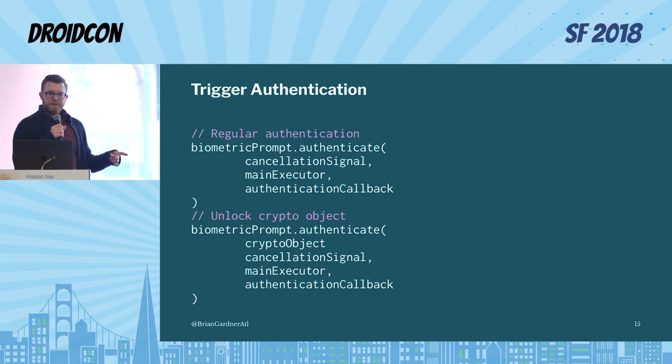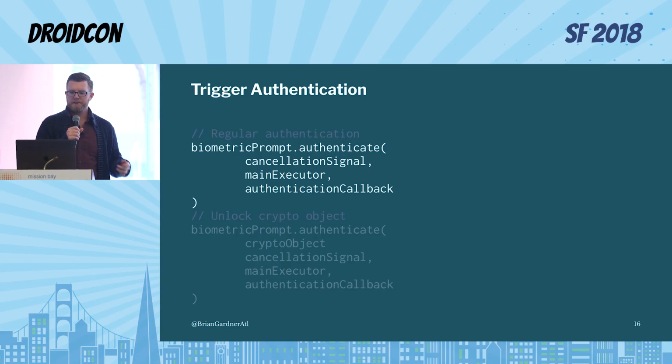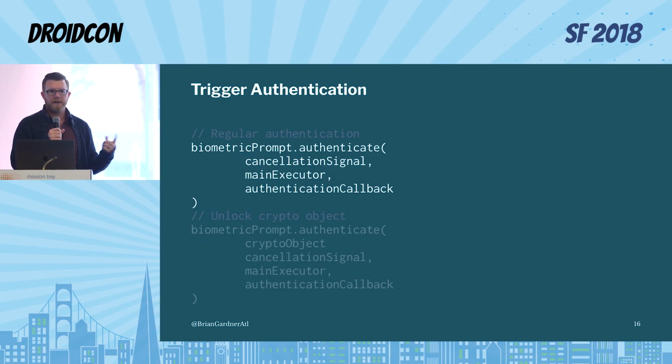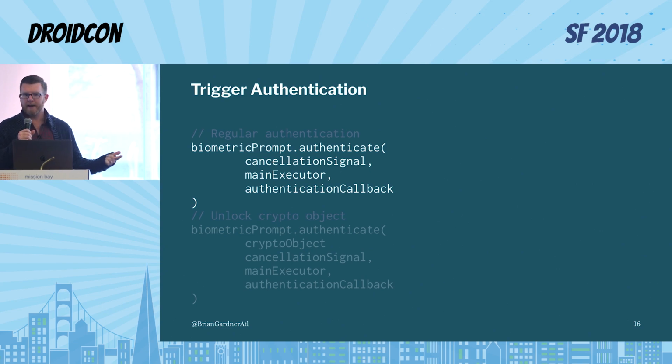Now, when you want to trigger authentication, there's actually two different ways of doing it, depending on what sort of authentication you want. The first one is the one you'll probably use most of the time in your applications. So you call authenticate. You give it a cancellation signal object, which just allows you to cancel the prompt if you would like, an executor, and then another callback. This is very similar to the negative callback. The executor tells you where the callback is going to get executed. So this is what you're going to use if you want to bypass username and password authentication for fingerprint. You'll call this, it'll show the prompt on the screen, they'll verify their fingerprint, and you can let them go on after that.